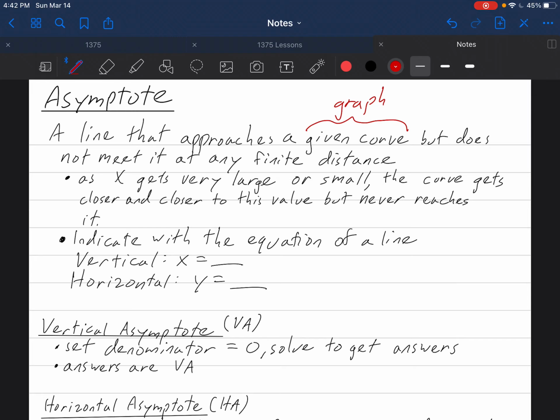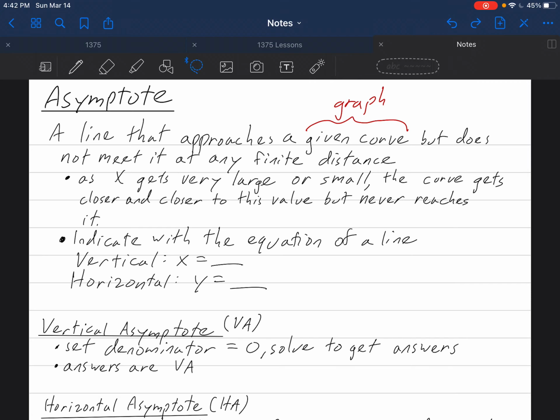An asymptote is something that occurs in rational functions. You can think of it as kind of an invisible barrier because it is not part of the graph, but this line does affect the graph in some way, where the graph will approach this line, but it will never reach this line at any finite distance.